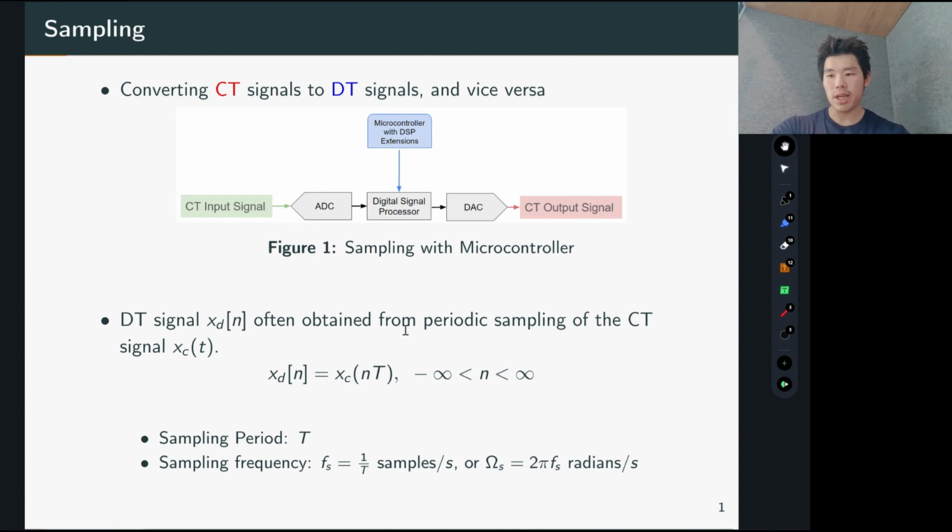So the DT signal, x_d[n], is often obtained from periodic sampling of the CT signal. You choose the sampling period, T, and you sample it, plugging in x_c(nT) for each of the n's, and that's how you get x_d[n]. And that's the sampling period. Then the sampling frequency is related in the usual way, 1 over T. You can also express the sampling frequency in radians per second, which is just different units, but we usually use omega as the radians per second one.